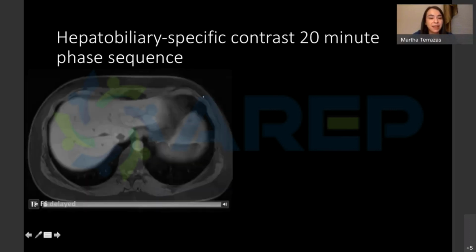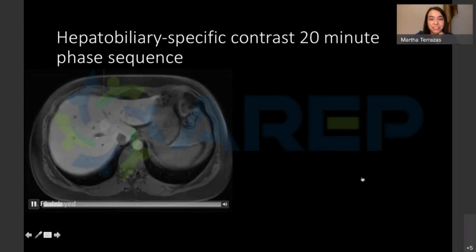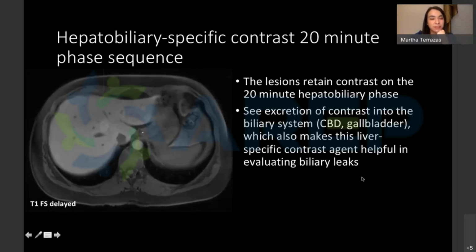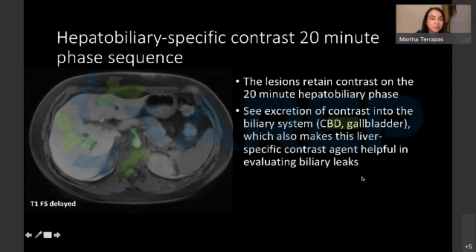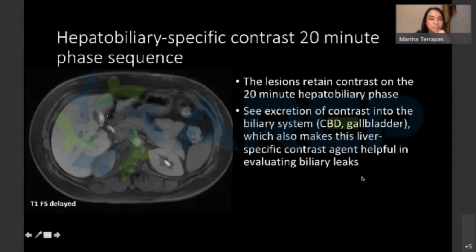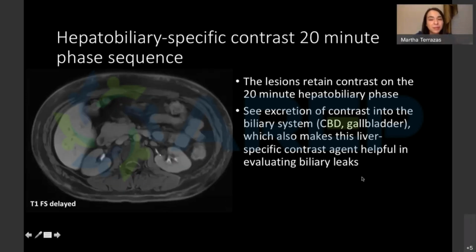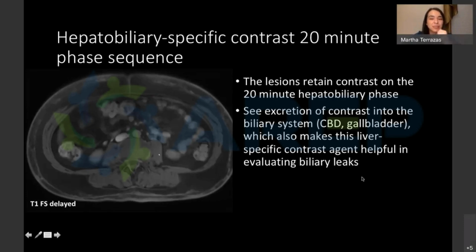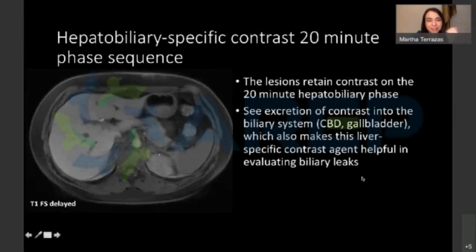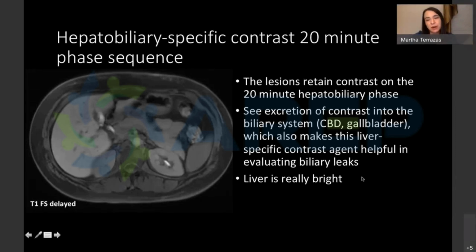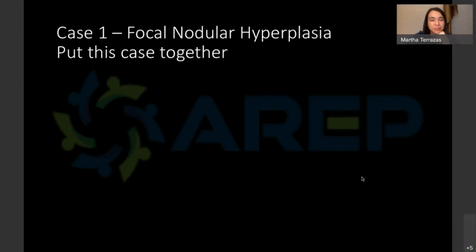And then here I have a video just scrolling through these lesions. So we know that they retain that contrast in the 20-minute hepatobiliary phase. And also, with this specific sequence, we do see excretion of that contrast into our common bile duct and our gallbladder, which also can make this sequence helpful, like if you wanted to evaluate for biliary leaks. So this is all being excreted in that gallbladder and common bile duct on this video. And the liver is bright because it's retaining that contrast. So this is focal nodular hyperplasia.